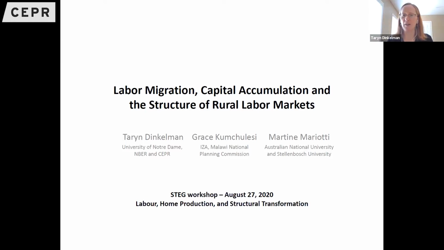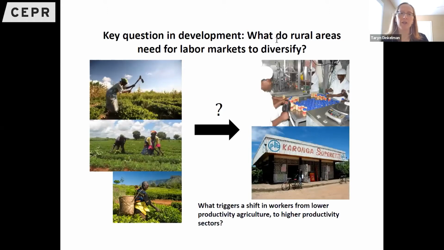It's not going to have much to say about home production, at least in this paper. It's about labor migration, capital accumulation, and the structure of rural labor markets. And we're going to do this in the context of Malawi. So the motivation for this paper starts with a big picture motivation, thinking about this key question in development economics. What do rural areas need for labor markets to diversify, for labor to shift out of relatively low productivity agriculture into higher productivity other sectors?